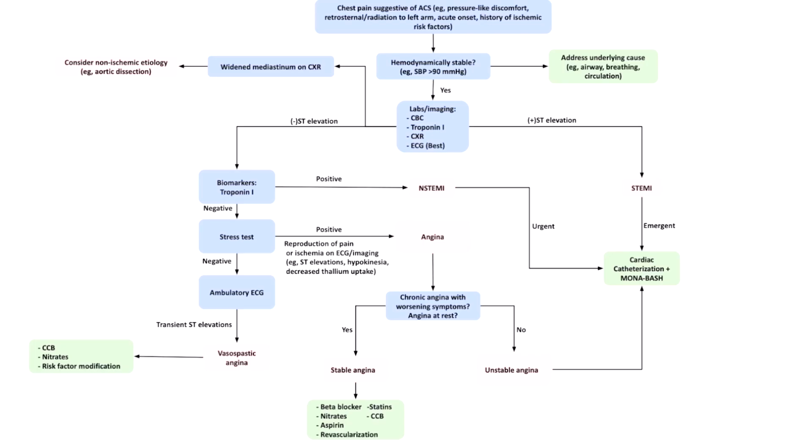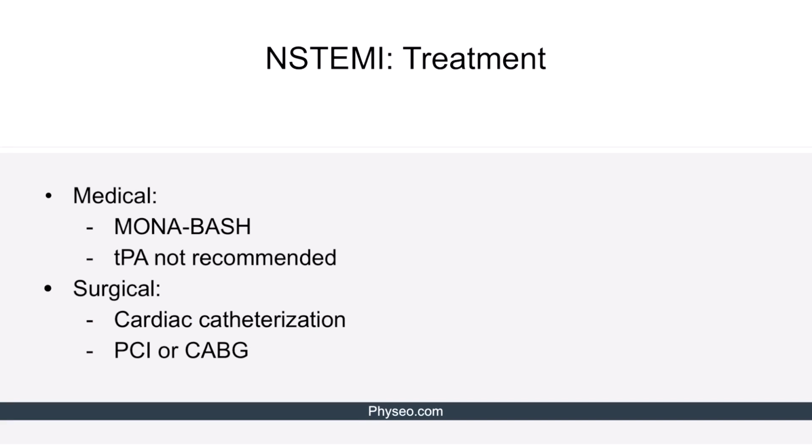The main treatment for NSTEMI includes MONA-BASH and possible urgent cardiac catheterization. And we just saw on our algorithm, NSTEMI is treated with MONA-BASH medications at an inpatient level of care. Don't forget the difference in treatment between unstable angina and NSTEMI or STEMI is the need for fibrinolysis. This takes the form medically as tissue plasminogen activator, also known as TPA, or the preferred treatment interventionally with cardiac catheterization and PCI or CABG.